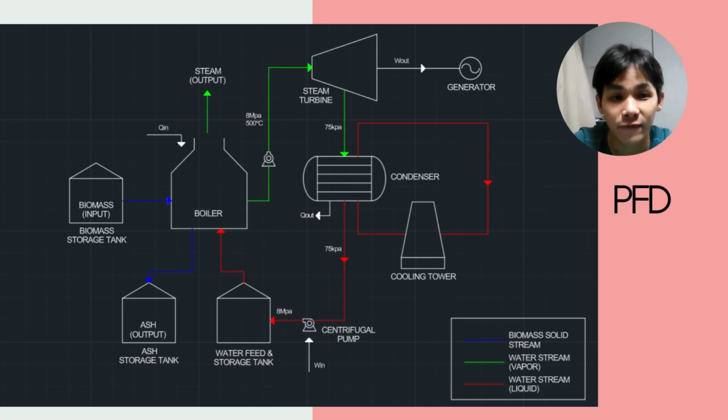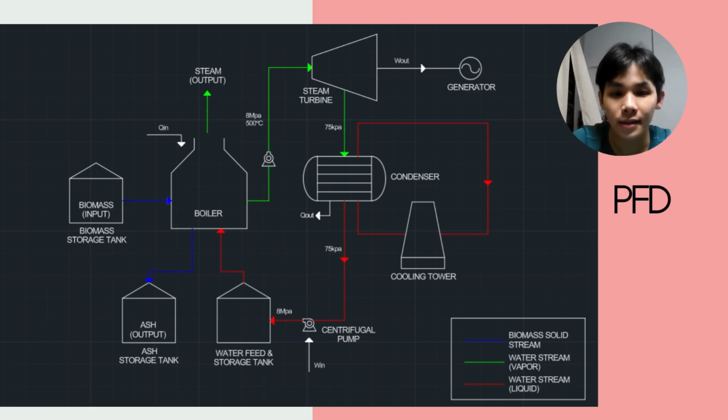So this is our process flow diagram made using AutoCAD, and there are different streams represented by different colors of line, which are the biomass solid stream, water stream in vapor state, and water stream in liquid state. And there is different equipment that we use, which is firstly the biomass storage tank, boiler, ash storage tank, water feed and storage tank, a pump, cooling tower, condenser, steam turbine, and a generator.